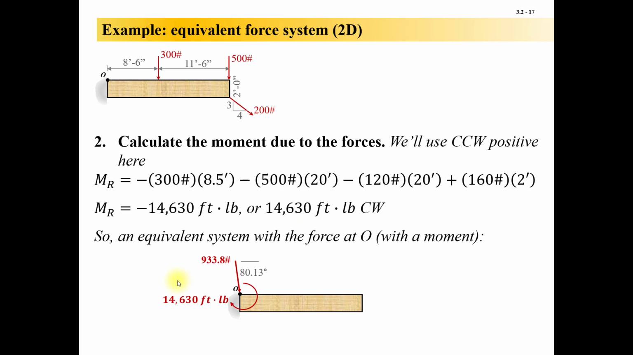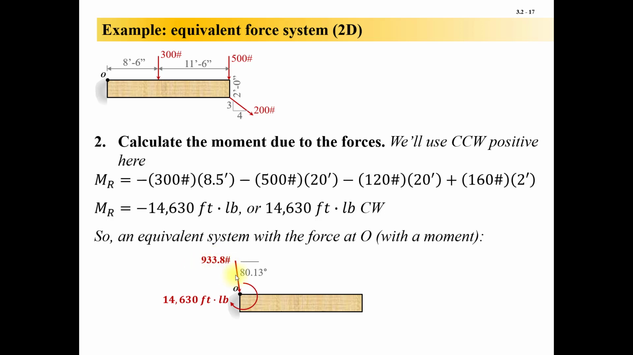So that's what the system would look like simplified down to a force and a couple moment at O. So we've got the 933.8, which is F sub R. It's acting at 80.1 degrees. I actually calculated it to be 80.13 from the horizontal, acting down at O. This 933.8 pounds does not cause a moment about O. So I have to add this moment to account for the moment that I lost when I moved all those forces and combined them into this 933.8.